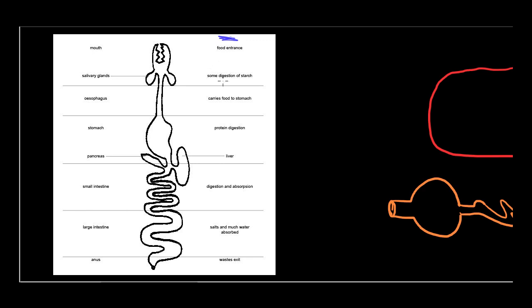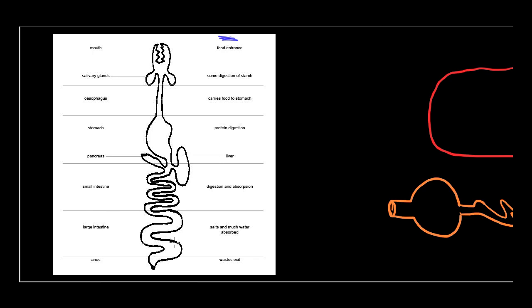We see that in the mouth, of course, food enters, and the salivary glands provide some mucus and protein secretions to digest starch and begin the digestion process. The esophagus carries the food to the stomach, and in the stomach we digest proteins and break up the food in preparation for the small intestine. And of course, we also have secretions of the pancreas and liver into the small intestine, which, along with hormone signals, aids in coordinating digestion.